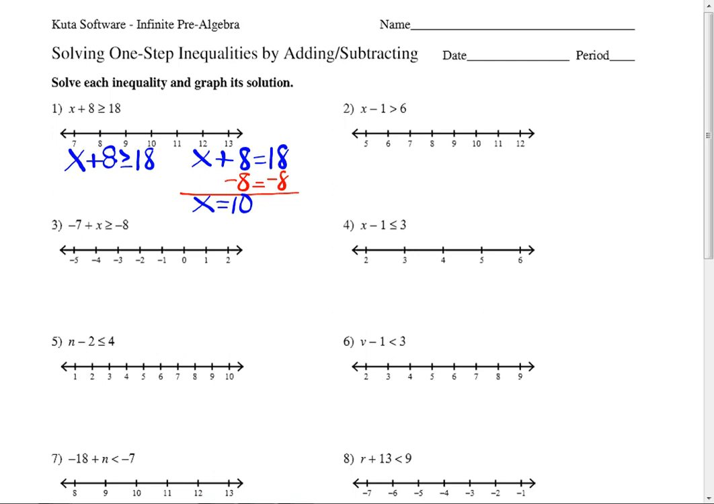Well, aren't we lucky? They gave us the number line. That was really nice. Now, you look back here. I didn't do it. The software did it. Do we get to include the 10 or not? Yes, we do, because it's got that little extra line under it.